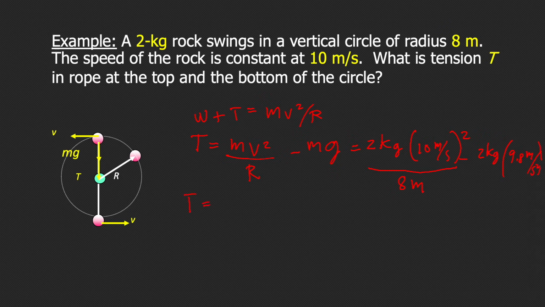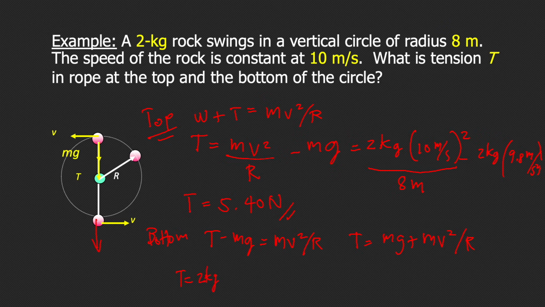Okay, so T is equal to 5.40 newtons. So this is the tension at the top. Now at the bottom, again, T and weight, so weight is directed here, they are opposite, so T minus mg is equal to mv squared over r. So therefore T is equal to mg plus, we just transpose this mg to this side, so plus mv squared over r, and m is again 2 kilograms.